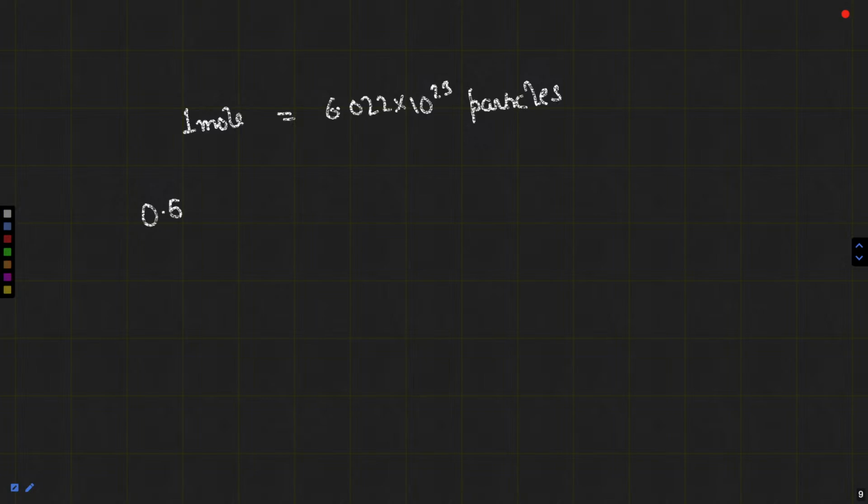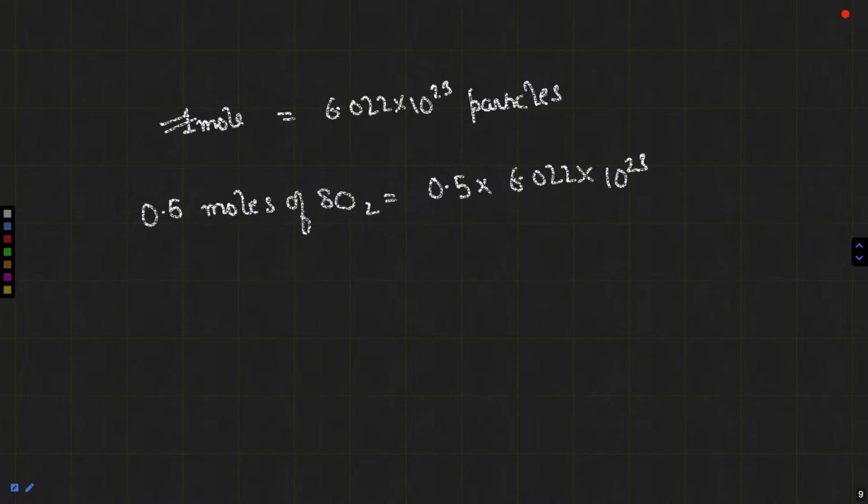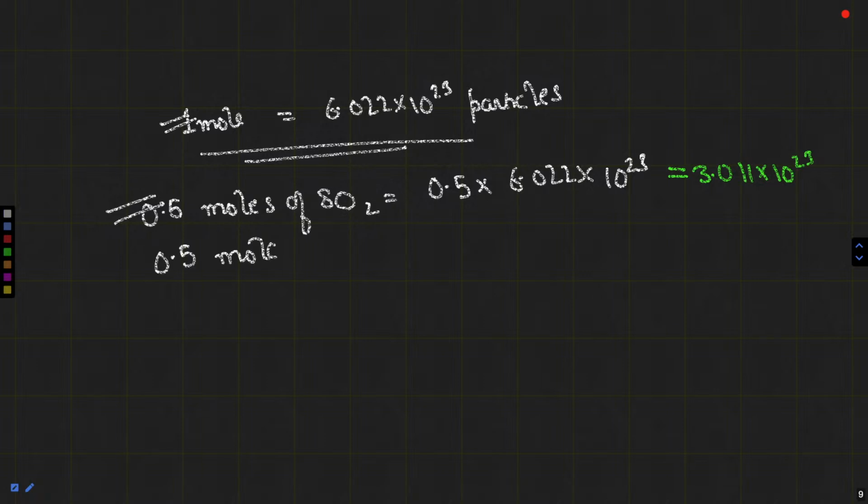Now since we have 0.5 moles of SO2, that means if 1 mole has 6.022, then 0.5 will have 0.5 multiplied by 6.022 into 10 to the power 23. Again, the simple unitary method is being applied here. If you calculate this, you will get your value as 3.011 into 10 to the power 23. Then we have the same number of moles for CH4 also. We have seen the calculation already, that they have the same number of moles, and hence they will have the same number of molecules.